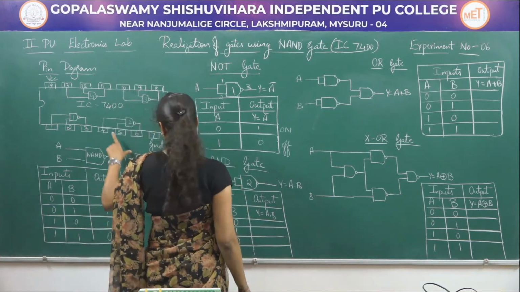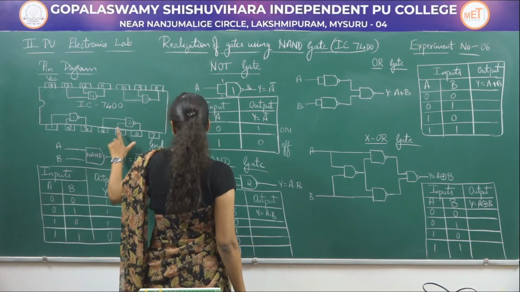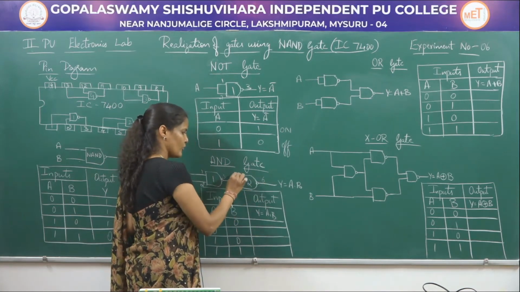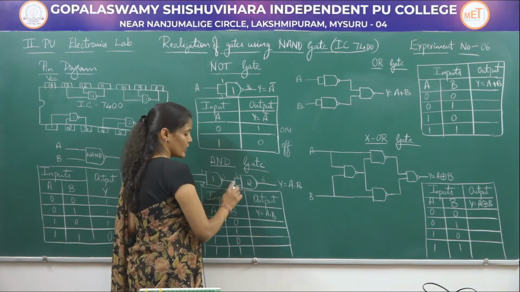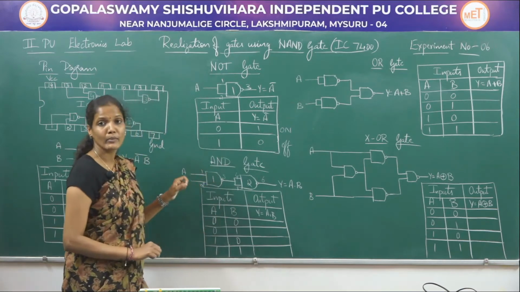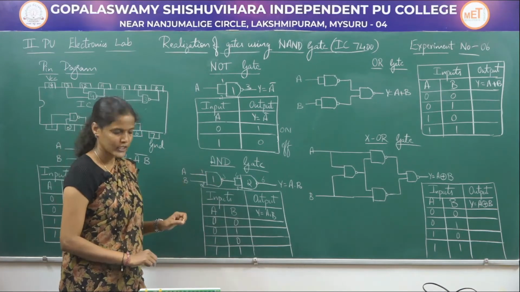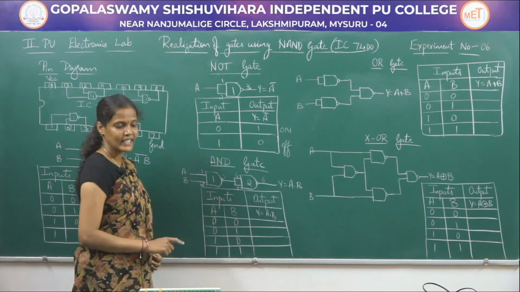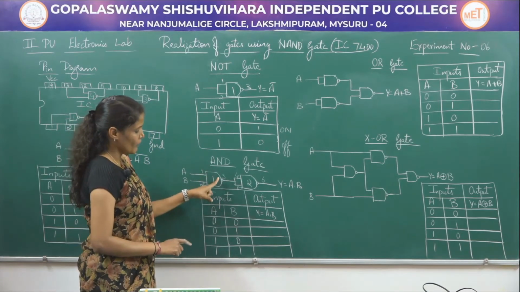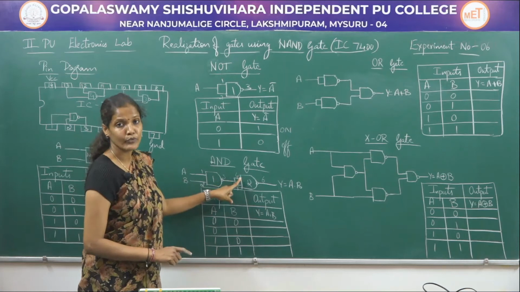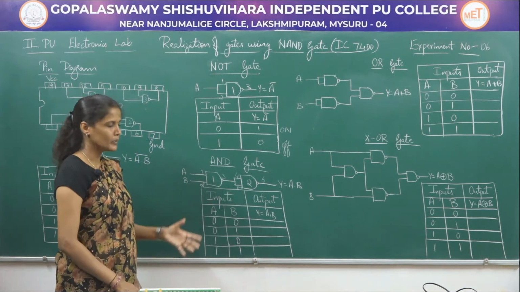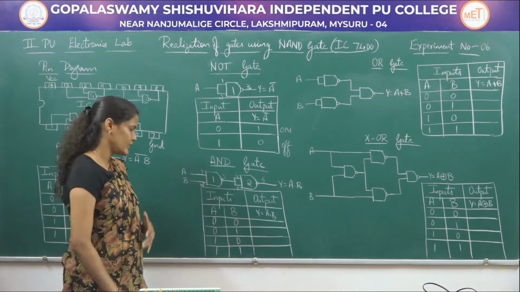And coming to the second gate, 4 and 5 are the inputs, 6 is the output. Let me write that 6. 4 and 5 are the inputs. What I have to do is short pin number 4 and 5 of IC 7400 and connect it directly to pin number 3, so that the output of the first gate is connected as input for the second gate. Pin number 6 will be connected to the output terminals of the digital IC trainer kit.